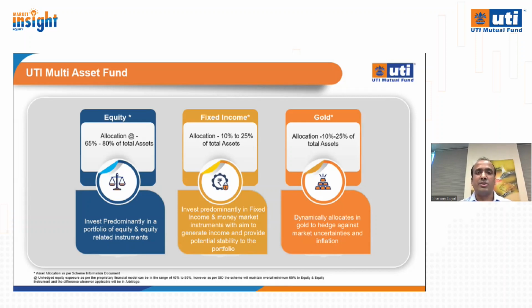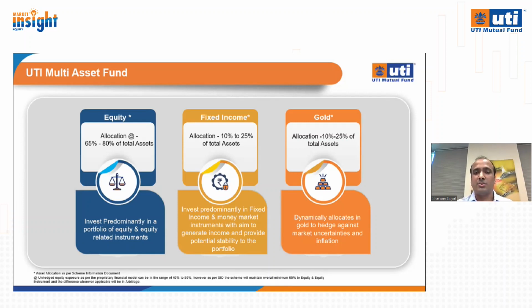So some of the factors which Vetri has evaluated in his slides, we are broadly using those factors to determine asset allocation. So first and foremost, currently UTI Multi Asset Fund is having, in terms of asset allocation, 65 to 80% allocation to equity, 10 to 25% each to fixed income and gold. Although unhedged equity or net equity allocation varies from 40 to 80%.